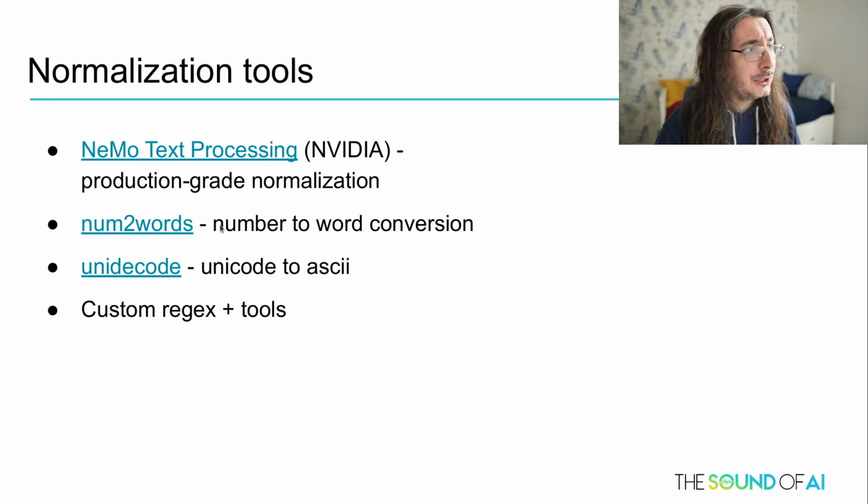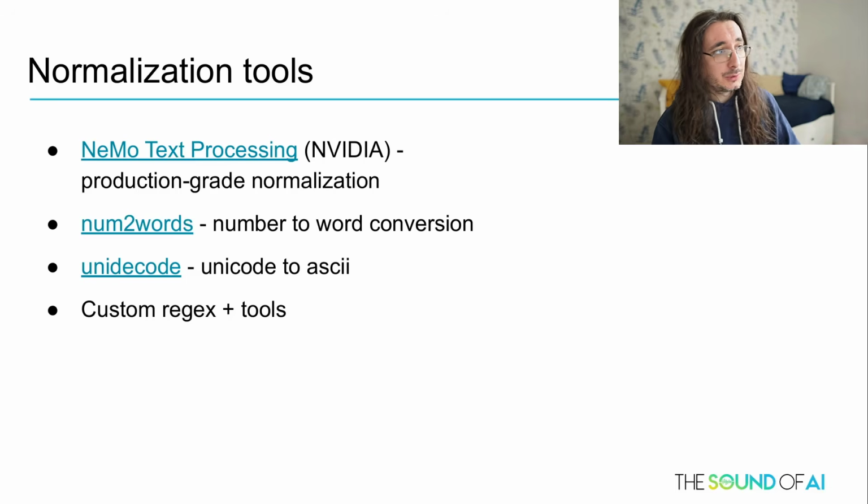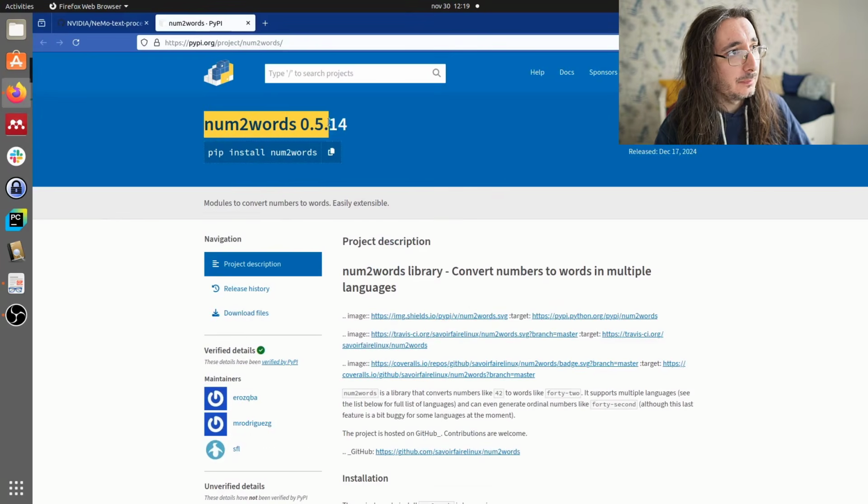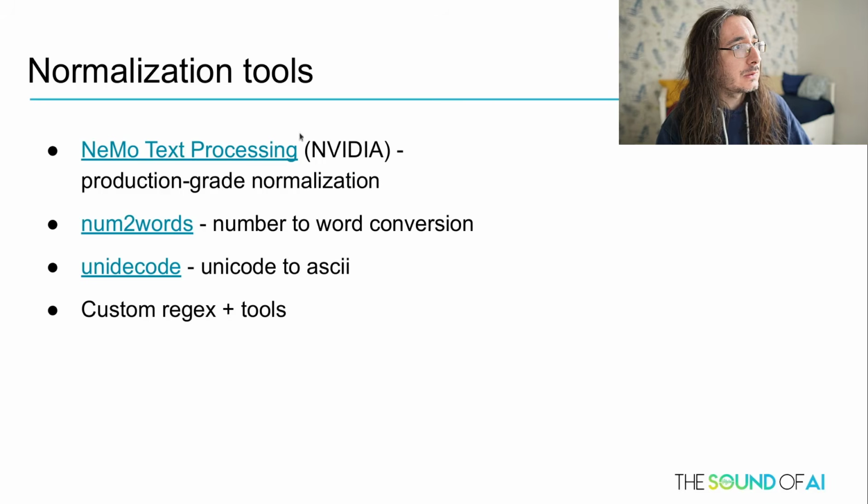Cool. You can also take a look at num2words. This is a Python library that does conversion of numbers into words. So let me show you here. There's the PyPI package of this. And then I also use Unidecode. Basically what this does is it handles all those strange symbols and accents. It's a very robust Unicode to ASCII conversion.